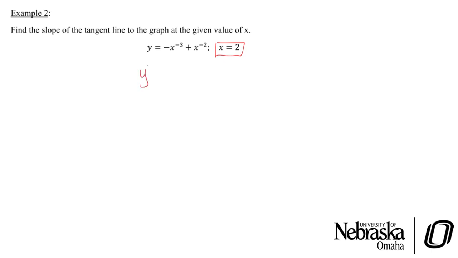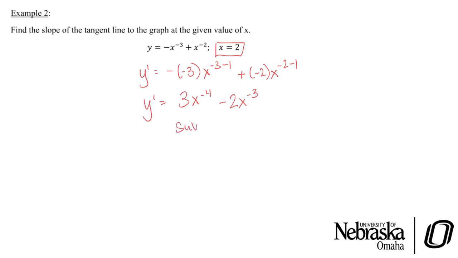So we're going to follow the same pattern we've been doing. We have a negative already out front. We multiply our exponent in front, and then subtract 1 from our exponent. Same thing here, multiply the exponent out front, subtract 1 from the exponent. So if we simplify this, we have positive 3x to the negative 4 minus 2x to the negative 3. So we're going to substitute x equals 2 into our equation.